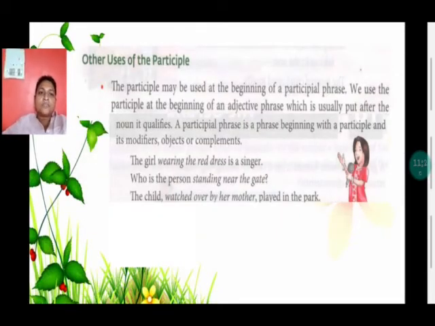Other uses of the participle. The participle may be used at the beginning of a participial phrase. We use the participle at the beginning of an adjective phrase which is usually put after the noun it qualifies. Like, the girl wearing the red dress is a singer. We can use it in the beginning of a participial phrase. Beginning like wearing. The red dress is the phrase. Who is the person standing near the gate? Standing. So these phrases are easy to identify. You can see 'ing' or 'ed' ones and from there on it would be the phrase.